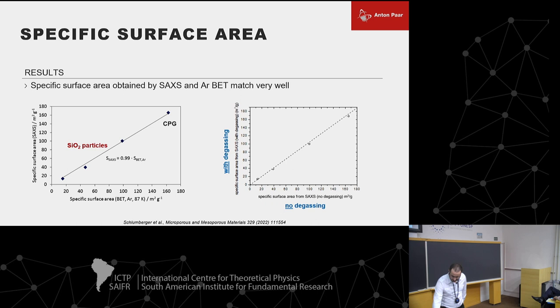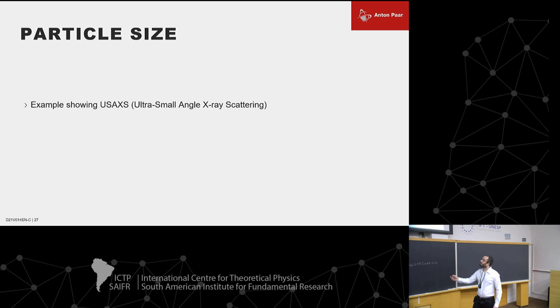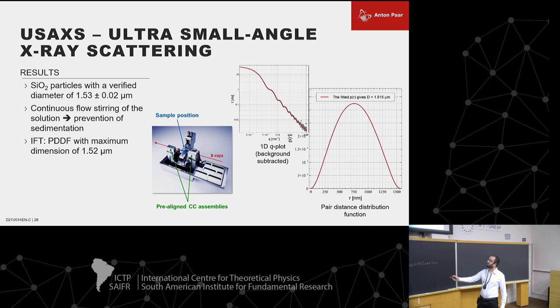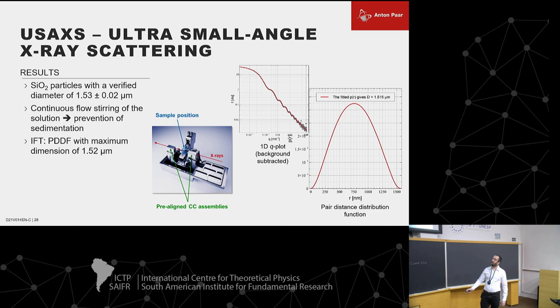So here we have another example using ultra small angle X-ray scattering to characterize bigger structures. For this example, this setup was used, which is a setup exclusive to the Anton Paar instrument, where the authors measured silica microparticles with a diameter of 1.53 micrometers. This suspension of silica particles was being stirred in the solution to prevent sedimentation. So here we have a closed loop, and probably the authors used silica dispersed in water. And this loop was used to prevent sedimentation and agglomeration of these particles.